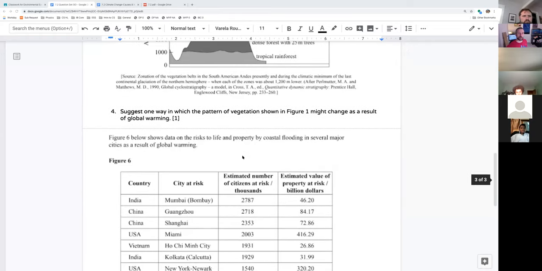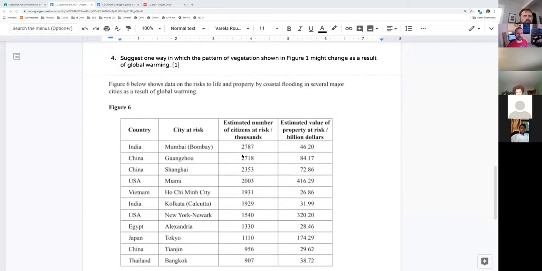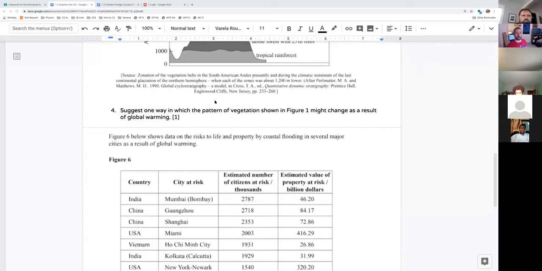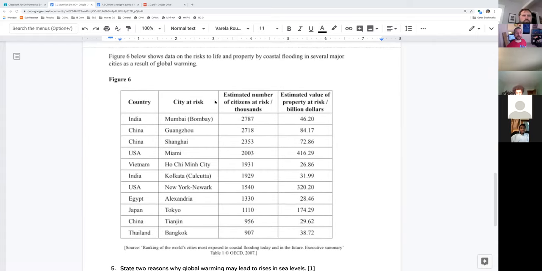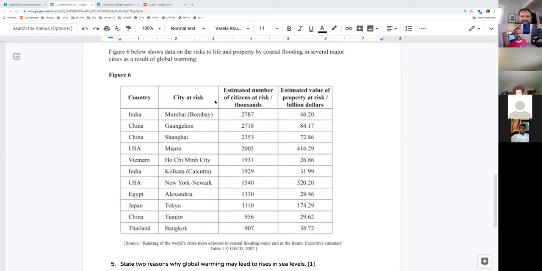All right, moving on to number 4. Again, any questions, throw it in the chat. Suggest one way in which the pattern of vegetation shown in figure 1 might change as a result of global warming. I repeated the same question. You get double the credit. I'm gonna move on. I thought that was a different question.